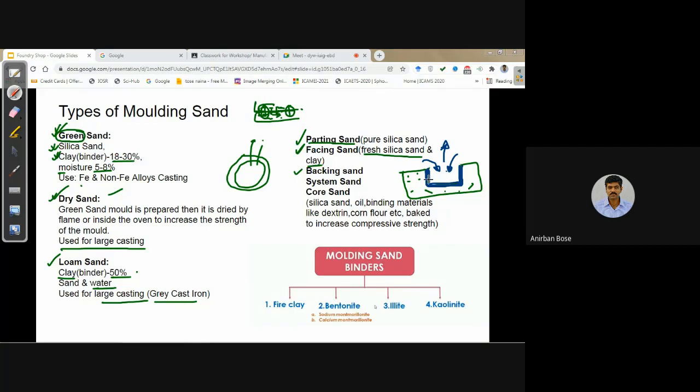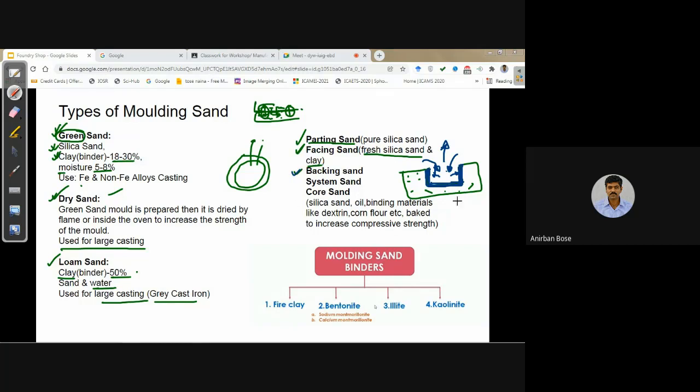So facing sand is the sand which is in direct contact with the molten material. That means the high temperature molten material is in direct contact with the facing sand, and facing sand has very high refractoriness. So that is why facing sand is placed just in contact with the molten metal. The first contact with the molten metal will come with the facing sand. So this region is actually where facing sand is placed.